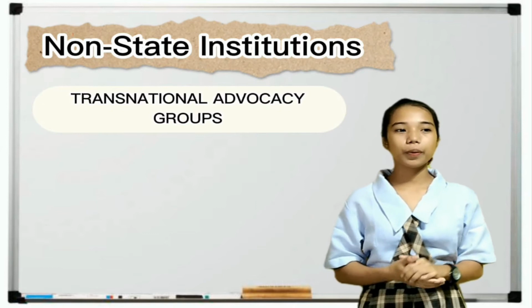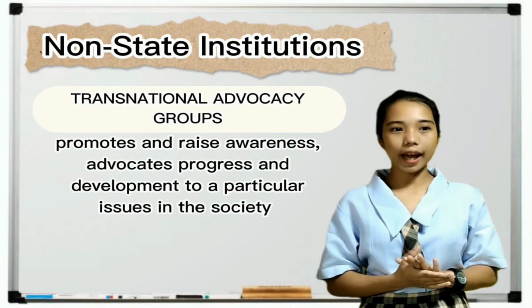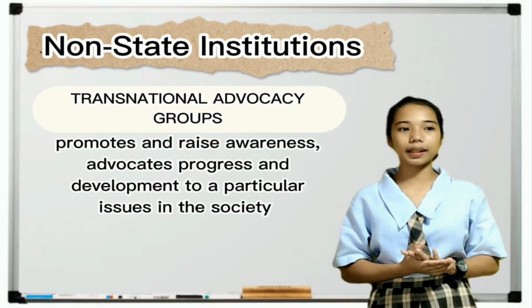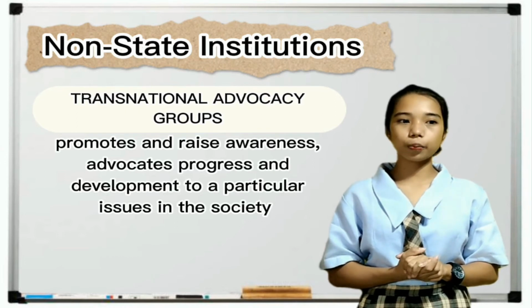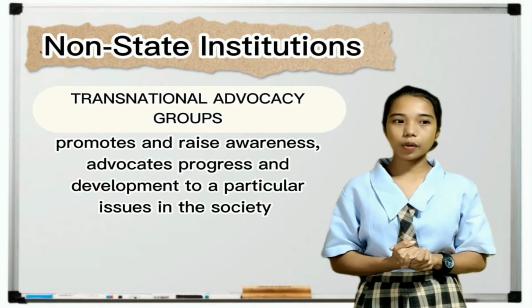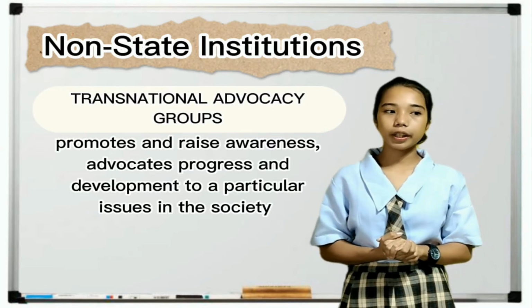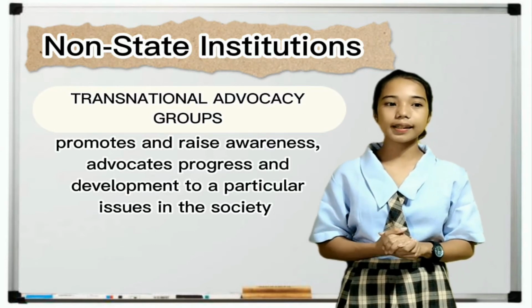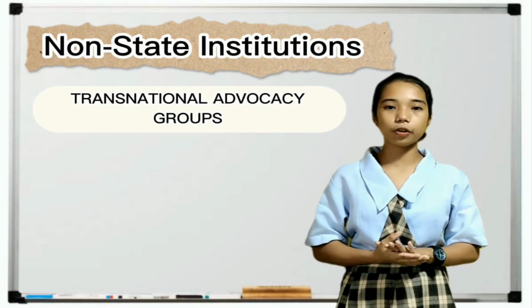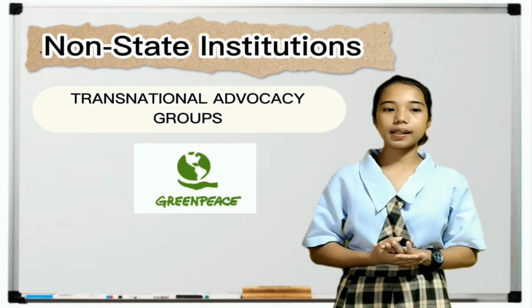Transnational advocacy groups influence the government to take action on issues commonly neglected. This institution promotes awareness, advocates progress, and develops solutions to a particular issue in society. Examples of transnational advocacy groups are Greenpeace and Human Rights Watch.